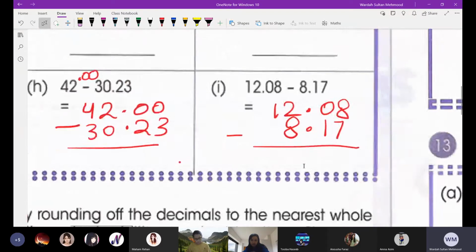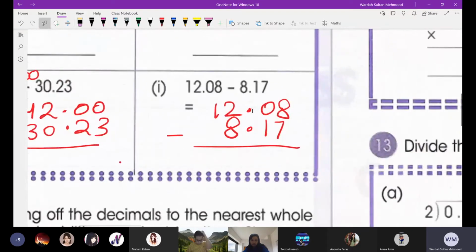When you arrange the numbers, make sure that the decimal points are in the same line. That way, other numbers are arranged the way they should be. For example, 12.08 minus 8.17. Don't write 8 under 1. Girls, look at the screen. Don't write 8 under 1, because if you write 8 under 1, then the point would come under 2, which will be wrong. So you have to arrange them in a way that the decimal points are aligned.